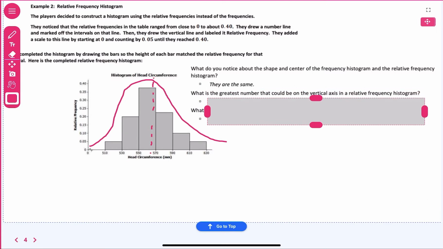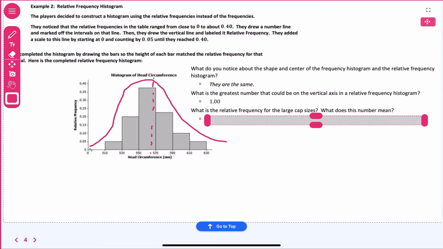So what's the greatest number that could be on the vertical axis in a relative frequency histogram? So over here, what would be the highest number that could go right there on any of them? Not just this one, but on any of them. Remember, what did we say that that total would be? It would have to be 1, right? It can't be higher than 1. That would mean you have more tally marks than you do actual numbers of people, like in the hat situation.